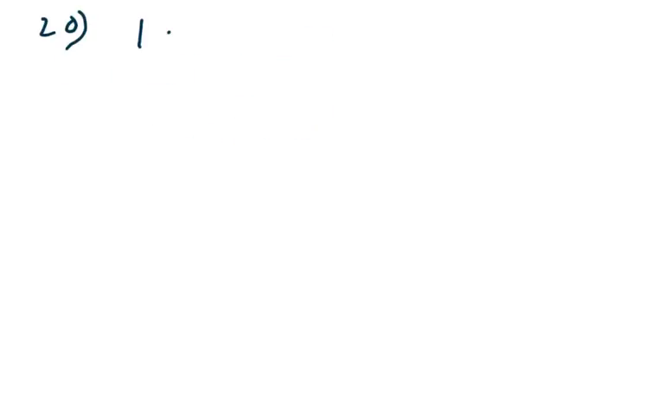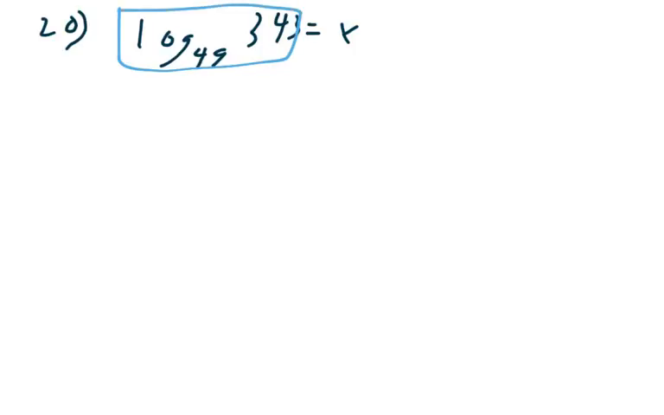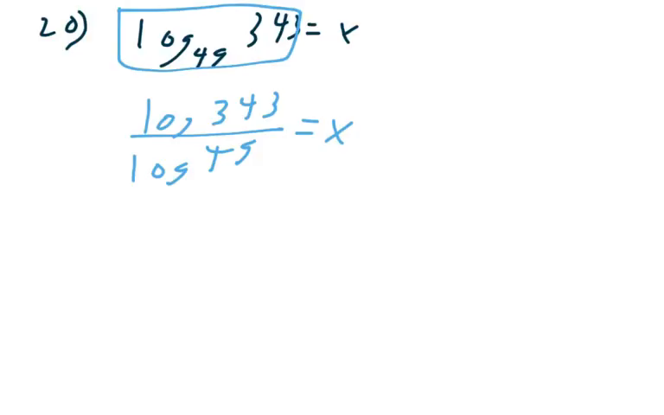For problem number 20, we have the log base 49 of 343 is equal to x. For the left side, all you have to do is change that to be the change of base formula. Which means the log of 343 divided by the log of 49, and it turns out to be 1.5, or if you need it as a fraction, it'll give you 3/2. And that is it for this video.